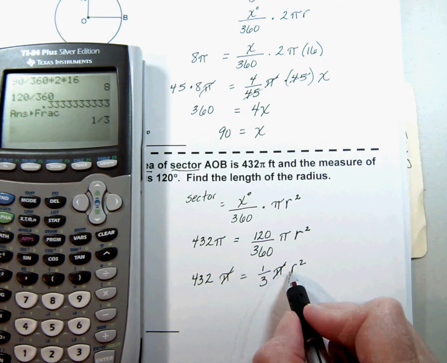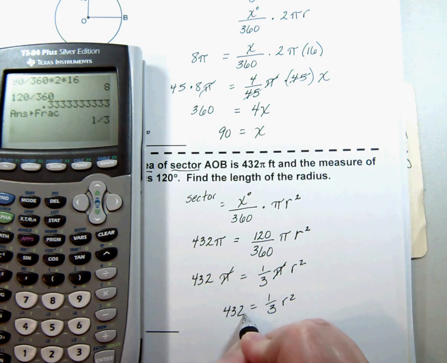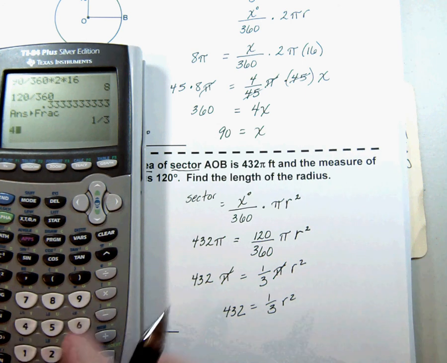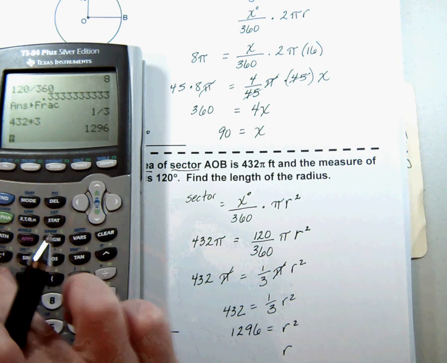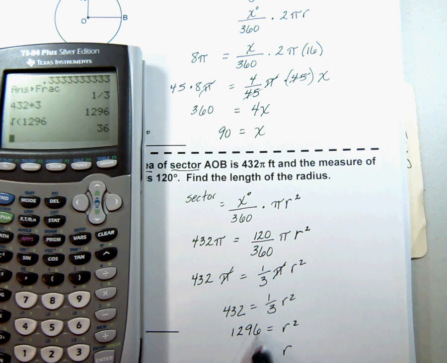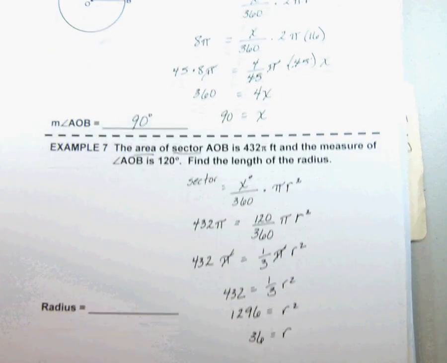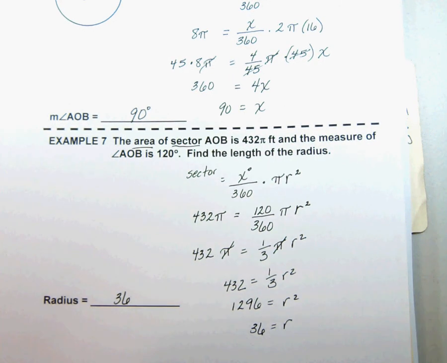So if you have 1/3 times r squared, and that equals 432, to move the 1/3 to this side, you're going to multiply both sides by 3. And 432 times 3 is 1,296. And to get the radius, all we need to do is square root that. If you take the square root of 1,296, the radius is 36. So we use the formula for sector to find the radius. Okay, that's it.